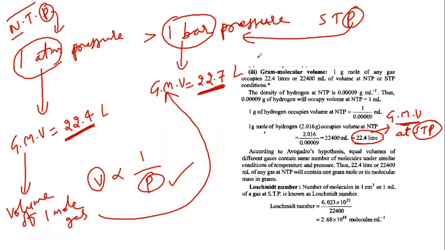Is the difference understood? At STP, the gram molar volume is 22.7 for 1 mole of any gas. And at NTP, the gram molar volume for any gas will be 22.4 liters. So this point mainly you have to understand.